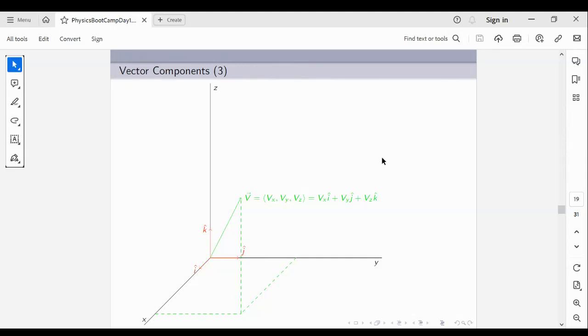The generalization of this is that a vector in 3D space as opposed to 2D space has 3 numbers instead of 2 numbers. And in addition to our usual X and Y component, we have a Z component. And our usual i hat and j hat unit vectors, we now have a k hat in the Z direction.